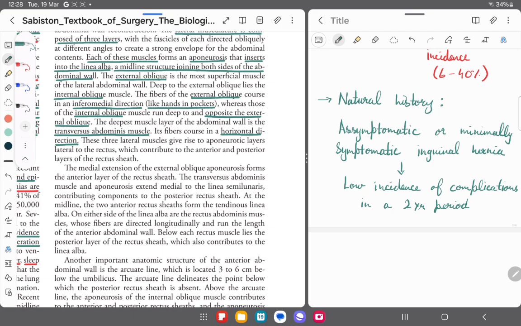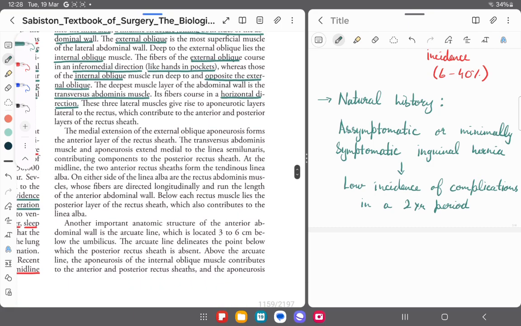These 3 lateral muscles give rise to the aponeurotic layers lateral to the rectus, which contribute to the anterior and posterior layers of the rectus sheath. The medial extension of the external oblique aponeurosis forms the anterior layer of the rectus sheath. The transversus abdominis muscle and the aponeurosis extend medial to the linea semilunaris, contributing a component to the posterior rectus sheath.